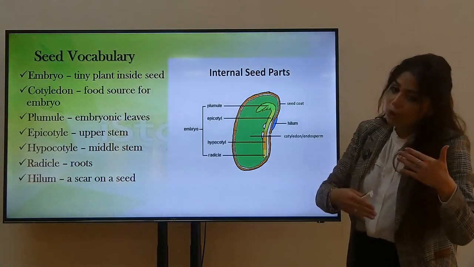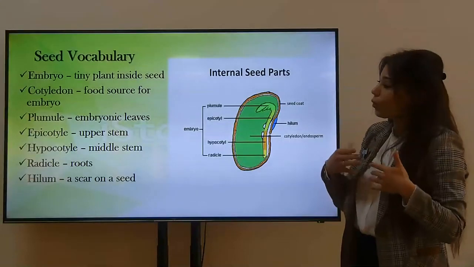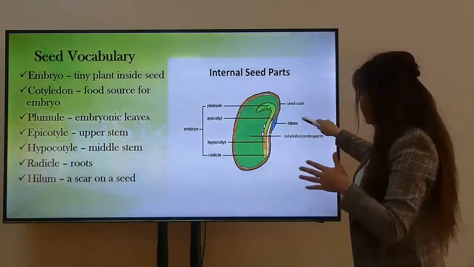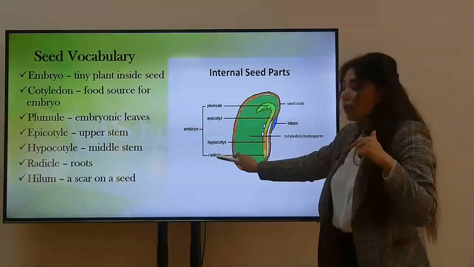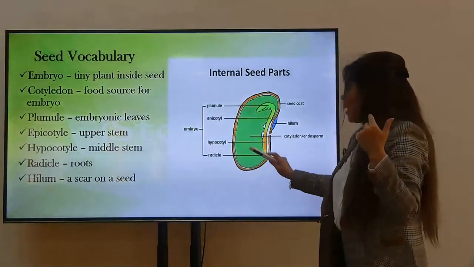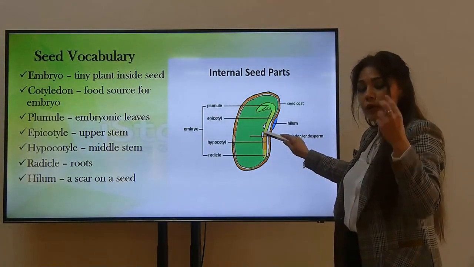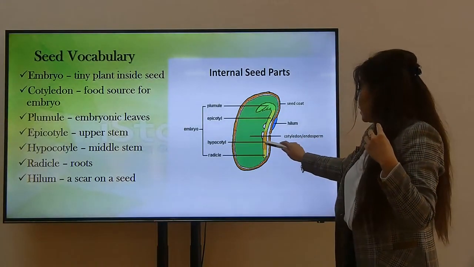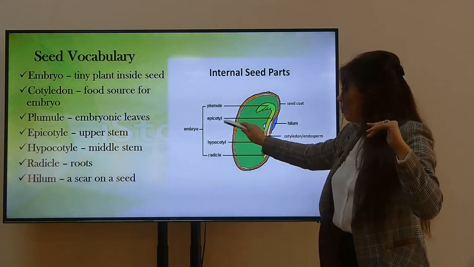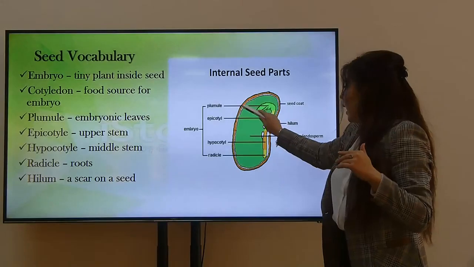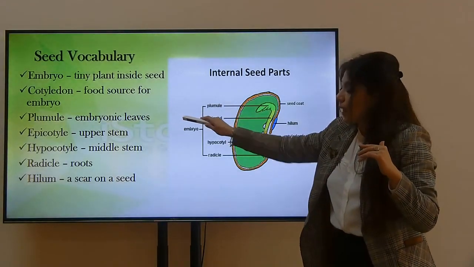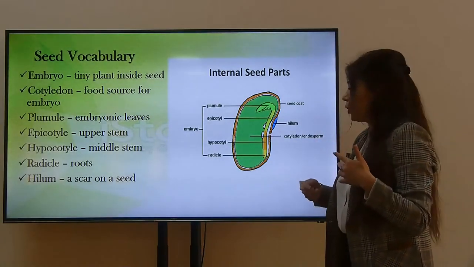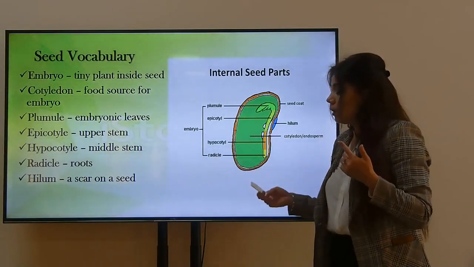Now, dear students, we are going to learn deeper the internal parts of a seed. We have already talked about embryo, seed coat, and cotyledons, and now radicle, it means root, as is written here. And the stem of the embryo divides into parts, hypocotyl and epicotyl. Hypocotyl is the middle part of the stem, and the epicotyl is the upper stem. And the plumule, as is written here, is the embryonic leaves. Another word given here is hilum. It's also unknown for you. And hilum means a scar on a seed.